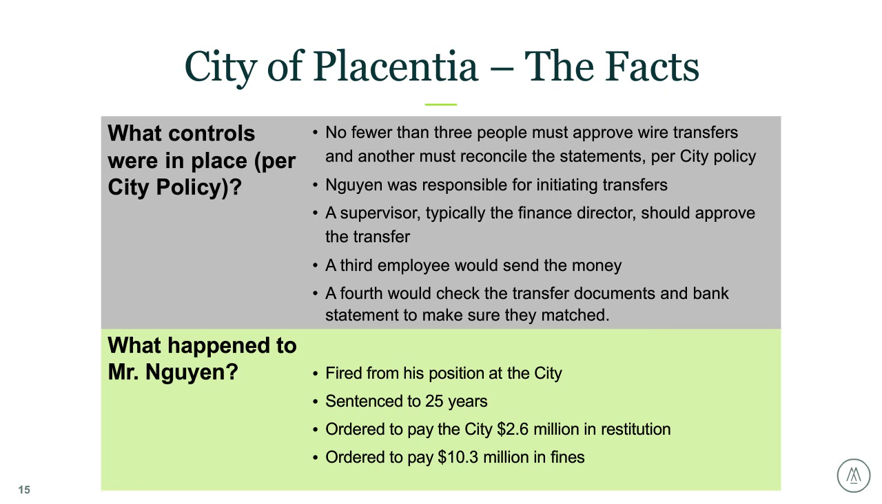Well, it's kind of interesting since his scheme was actually identified externally by the FBI, given some unusual payment activity they were seeing from the city to some of the separate shell companies Michael was wiring money to on a consistent basis. But once he was caught, he was, of course, fired immediately from the city and eventually charged and sentenced to 25 years in prison with orders to pay upwards of $10 million in restitution and fines to the city.